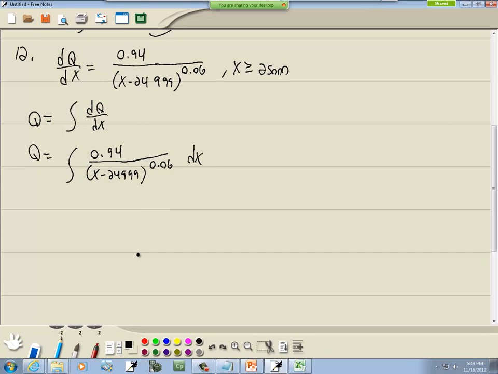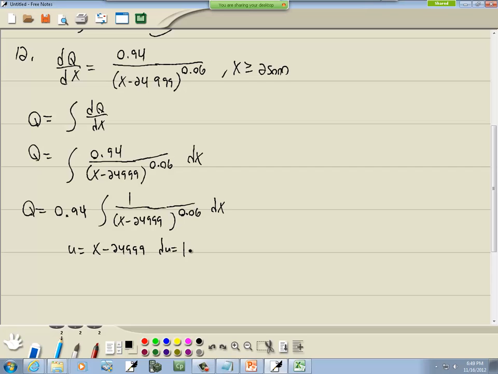Well, to begin with, the 0.94 that's up on top, I don't need it, so I'm going to throw that clear out in front. Then this is going to become 1 over (x minus 24,999) to the 0.06 power dx. Well, we got parentheses to a power, don't we? So we'll let u equal what's inside the parentheses, x minus 24,999. du, the derivative of that: the derivative of x is 1, and the derivative of the number drops away. So du is equal to dx.